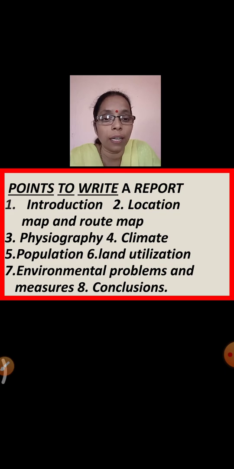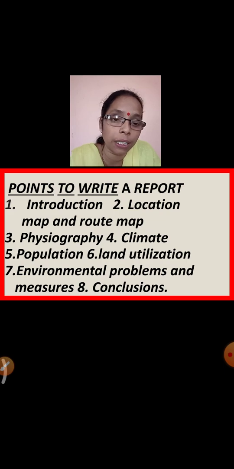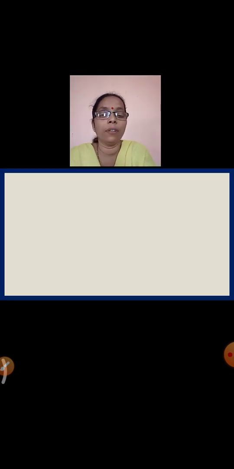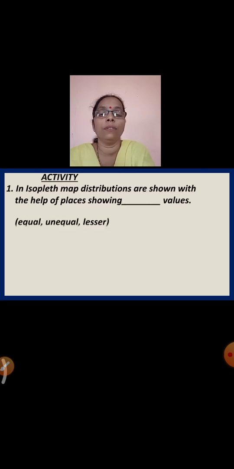So children, in the first lesson we have learnt what distributional maps are. We have learnt about the 3 methods of mapping. We have also learned about drawing those maps with the help of those 3 methods and how they are useful. Now today we learnt about the third method, that is the isoplate method, and we learnt about field visits and report writing. Yes, we'll just have a small activity and try to find out.